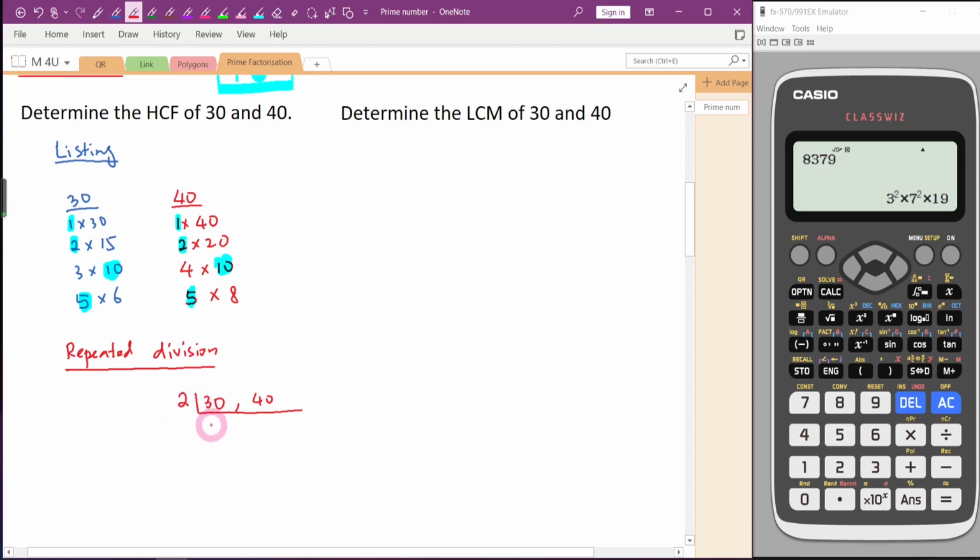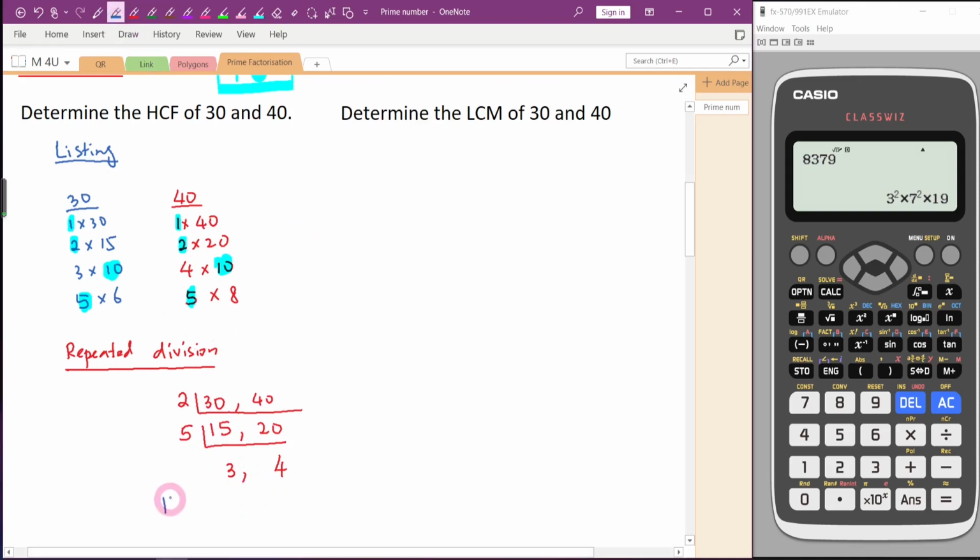2, 15, this is 20. 30 divided by 2, you get 15. 40 divided by 2, you get 20. Now these two numbers cannot be divided by 2 anymore. So the next common factor will be 5. Now 3 and 4 don't have any common factors anymore except 1. So we don't have to divide by 1, because if you divide these two numbers by 1, you get the same numbers, right? So we can just stop here.